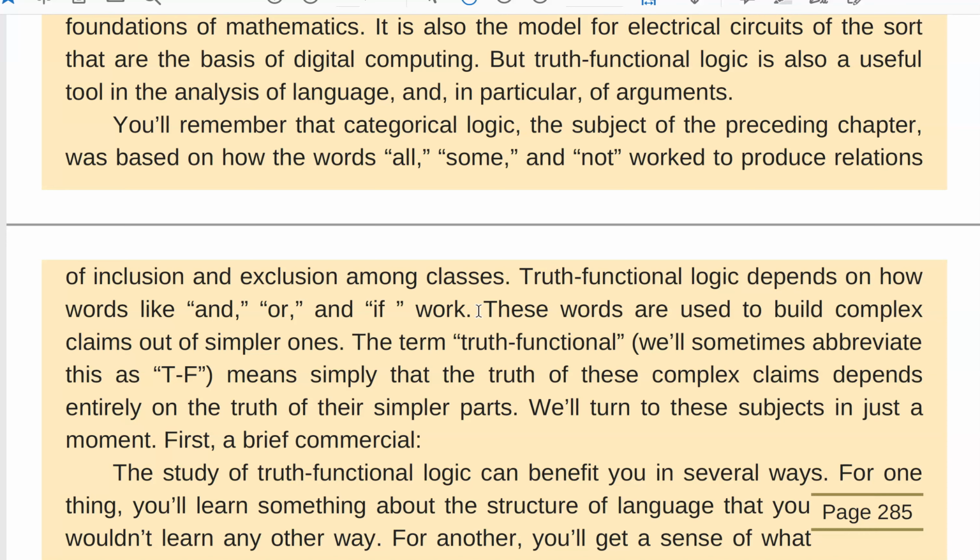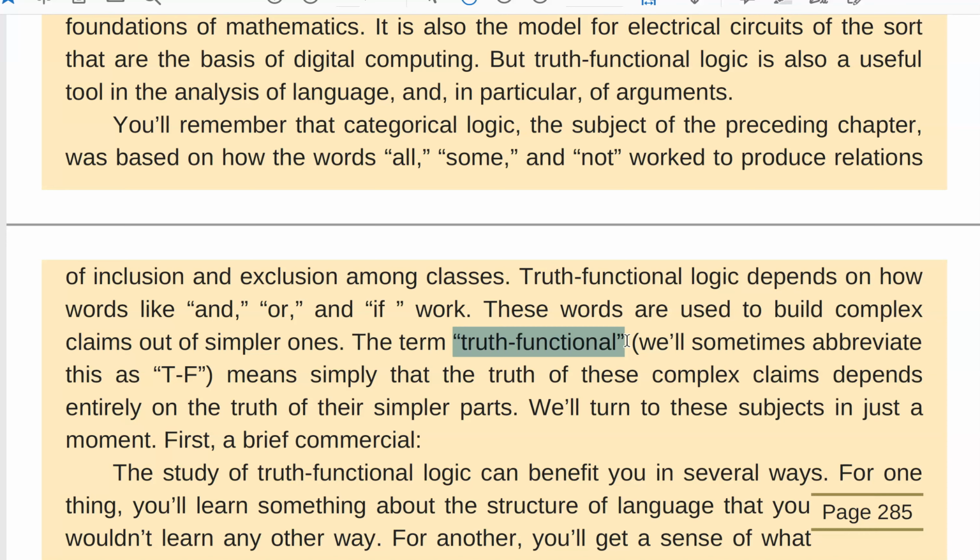So, truth functional, I think we should probably note, means that the claims can be evaluated in terms of whether they are true or false. So if I said the cup is on the table, that's going to be true or false.